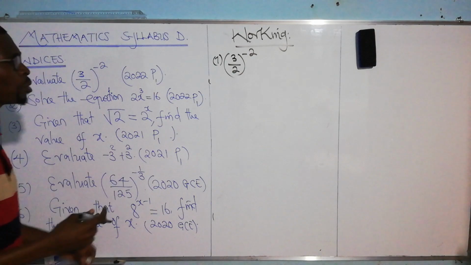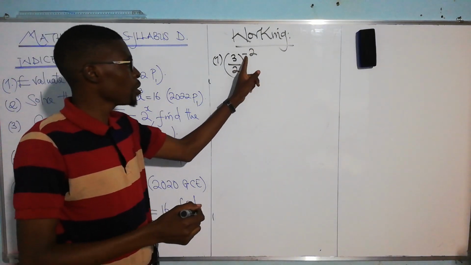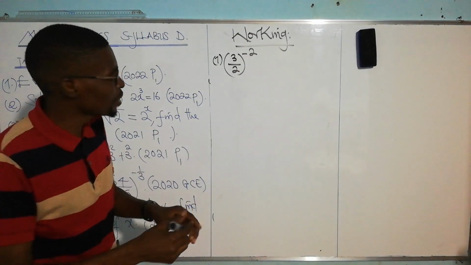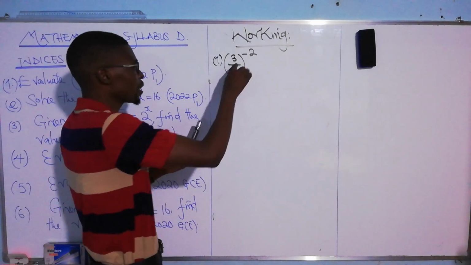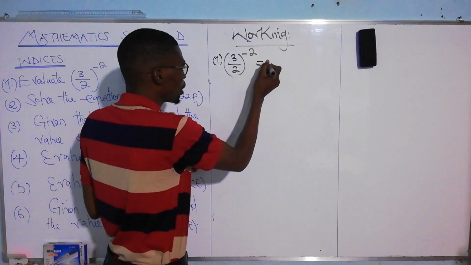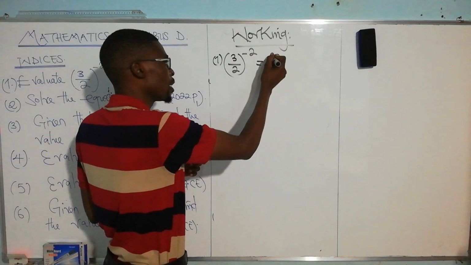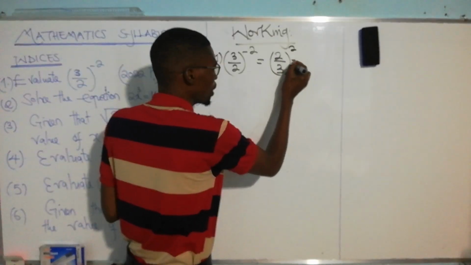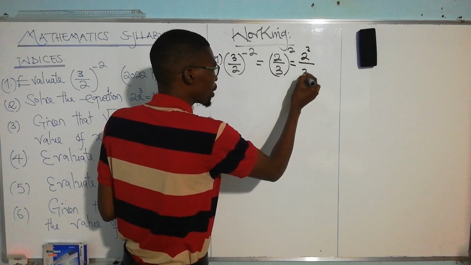Okay, so using the rules of indices, like I've indicated, when you have a negative index or exponent or power, you have to reciprocate the base. So the base is 3 over 2. So meaning this is going to become 2 over 3. You reciprocate, then raise to power 2. Okay, the meaning of this is 2 power 2 over 3 power 2.